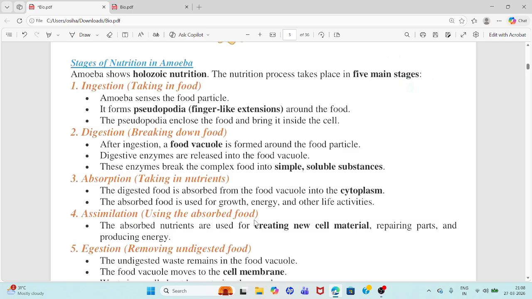The amoeba uses the absorbed nutrients for several vital functions like growth and cell repair, creating new cell material, and then the last function is respiration to produce energy for life activities.